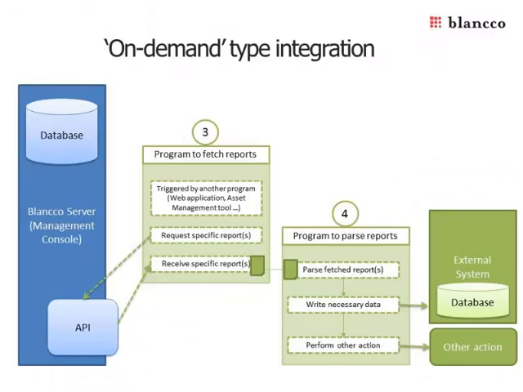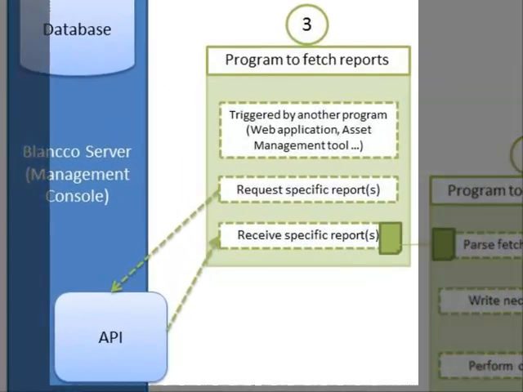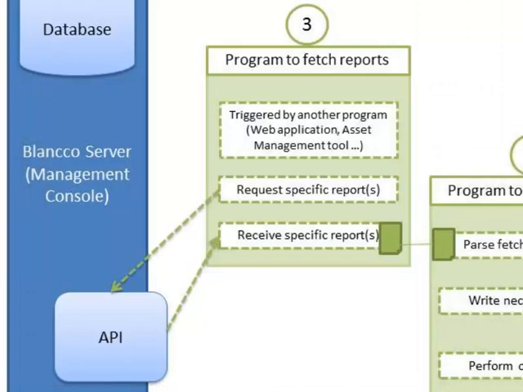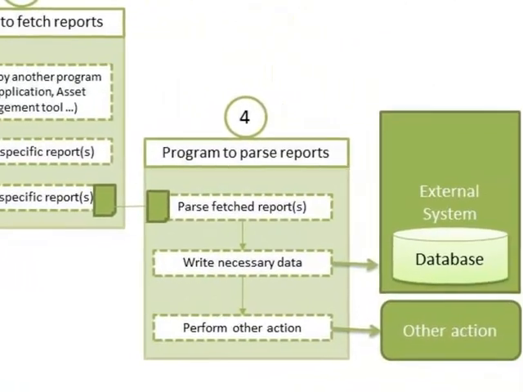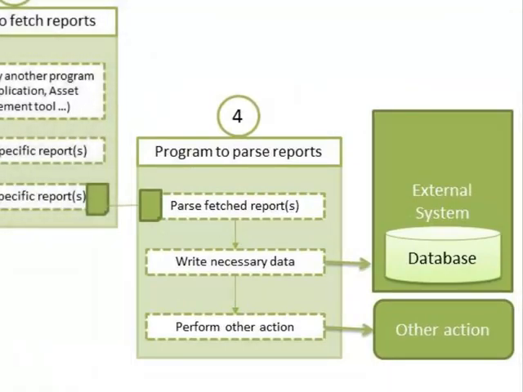First, we have the on-demand integration, meaning you wish to send the API command at this very moment. Step 3 is now represented in this first green area. You can see the reports are requested for and received by another program. This could be a web application or asset management tool. The next step is to parse the fetched reports and either write the data to your external database or perform a different action of your definition.